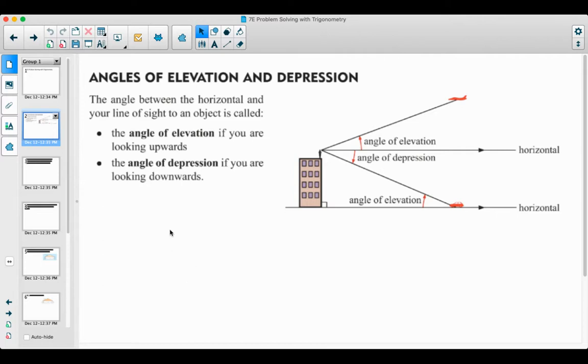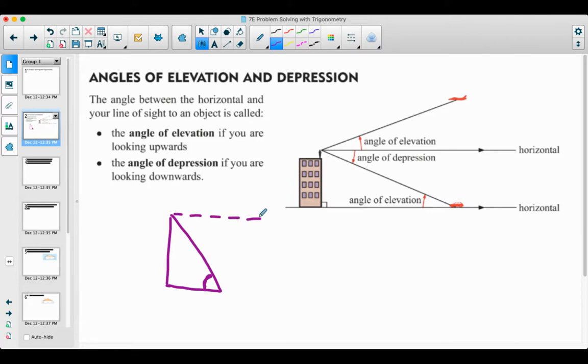So, when you think about a triangle here, this is going to be your angle of elevation. And then your angle of depression is actually the angle that's on the exterior of that triangle. And if you remember from geometry, these are alternate interior angles.